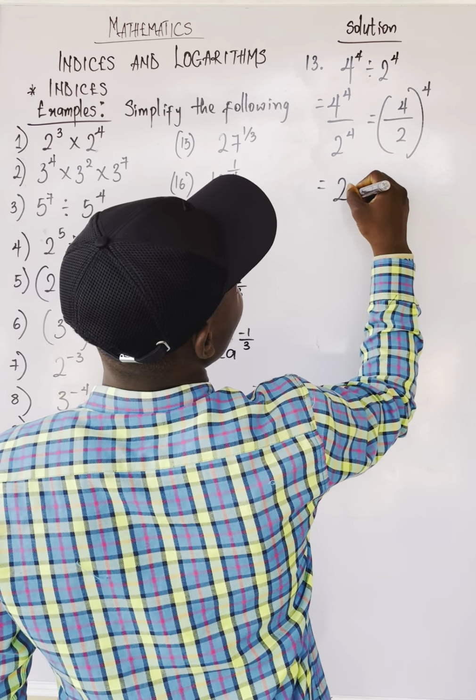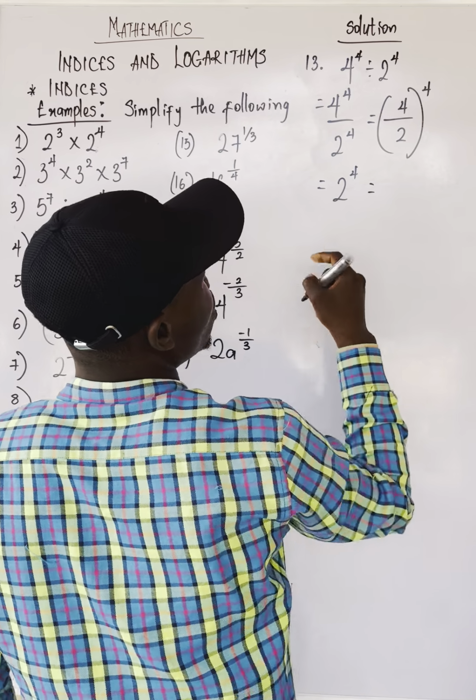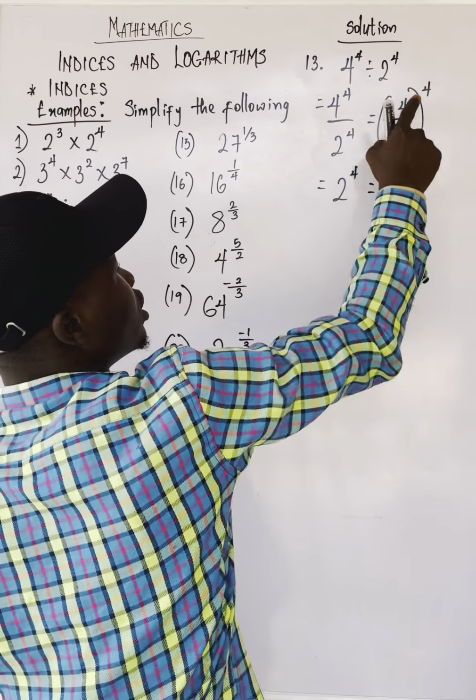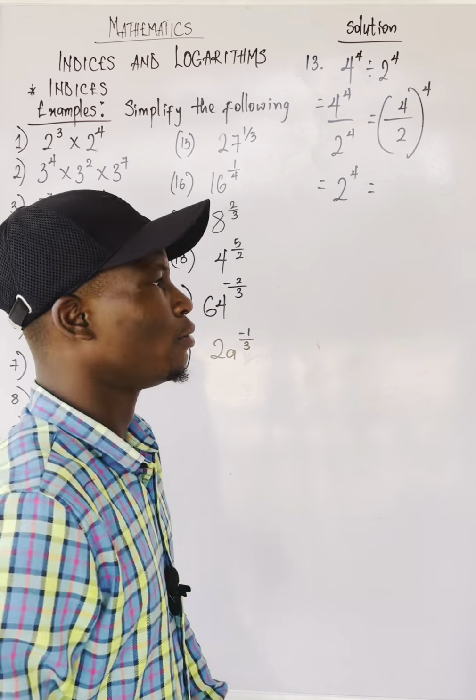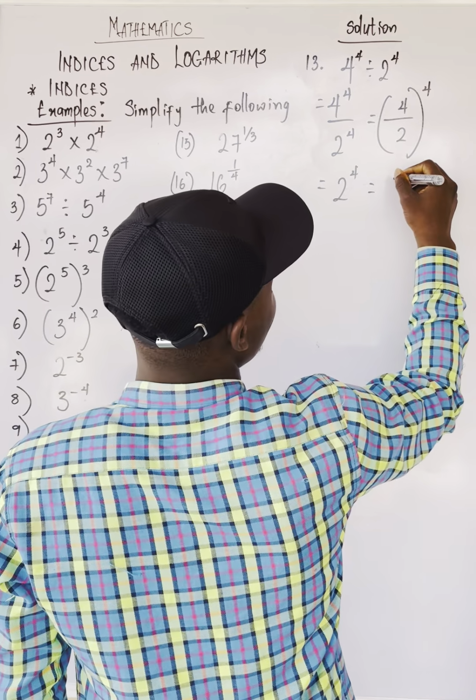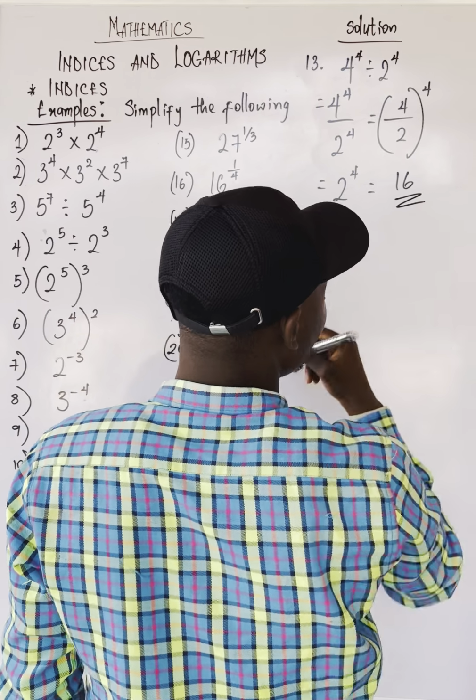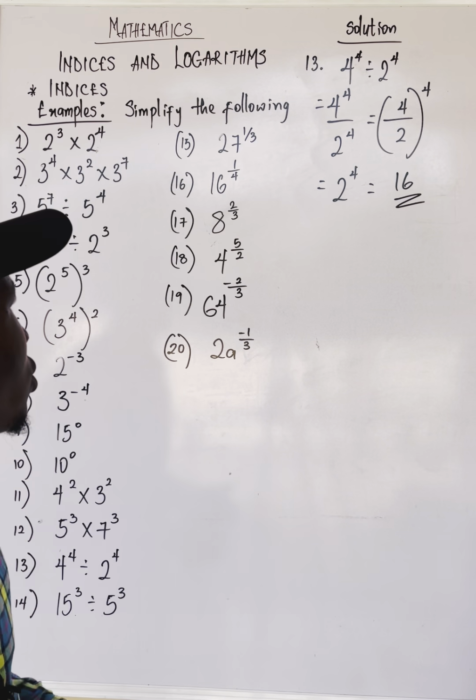Now, what do we now have? We are going to have 2 raised to power 4, since 4 divided by 2 will give us 2. Then 2 raised to power 4 will give us 16. So that is that on question 13.